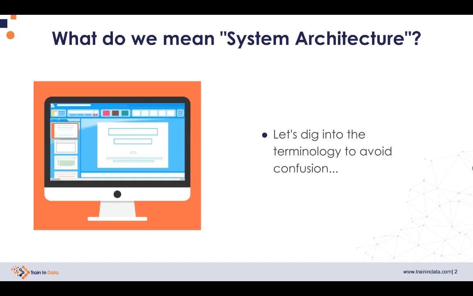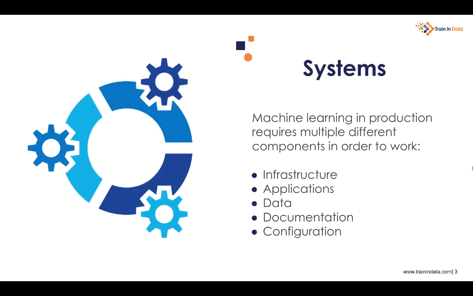First, let's talk about some terminology. In the context of machine learning, a system is comprised of multiple parts. Infrastructure encompasses everything from hardware to networking components to operating systems. Applications are programs for performing specific tasks, and we also have data, documentation, and configuration, and we'll be exploring all of these different parts during the course.